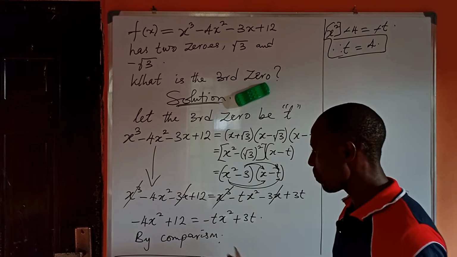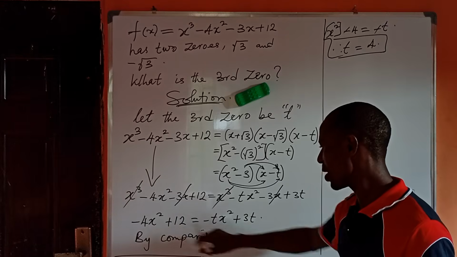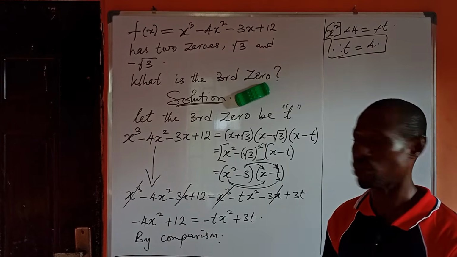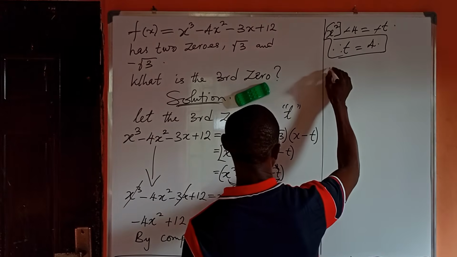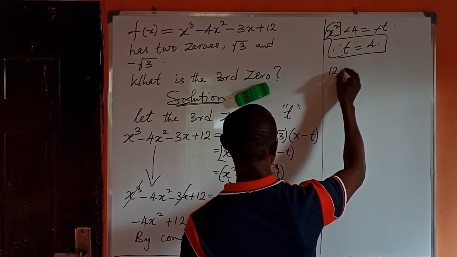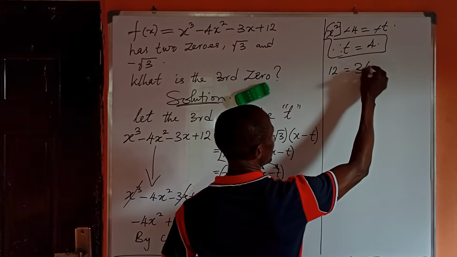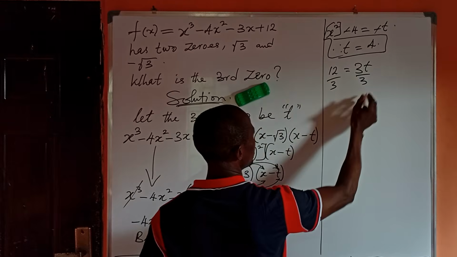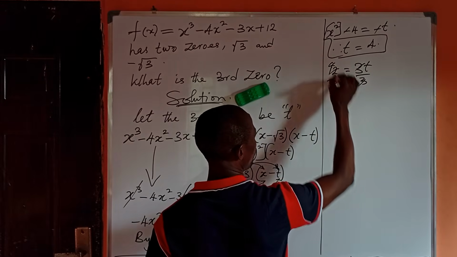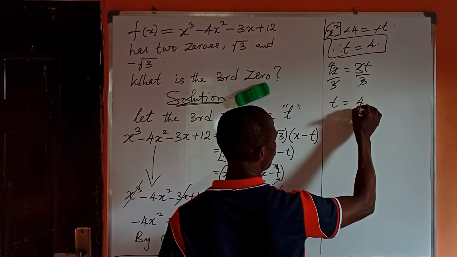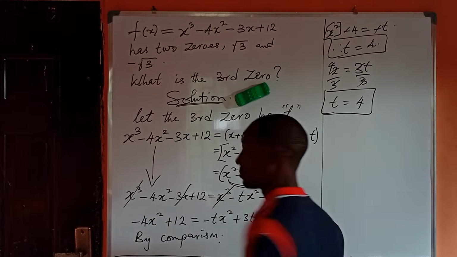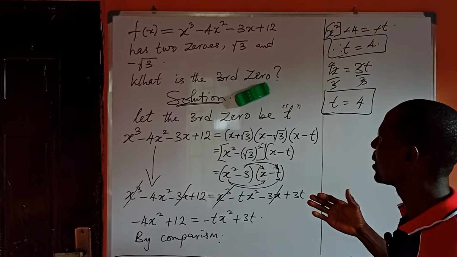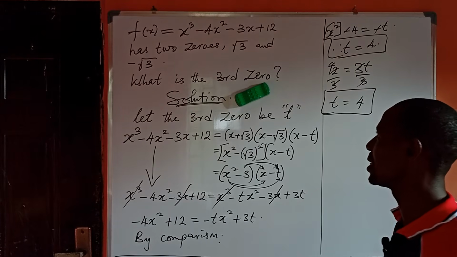What if we decide to compare constant terms, which is plus 12 equal to our 3t? It will also give us t to be 4. But let's go on. For our constant terms, we're going to have our plus 12 equal to our 3t here. So we divide both sides by 3. This will give us 4. So we're still going to have t is equal to 4, either way. Simple. All right, so what are the 3 factors of this expression here?